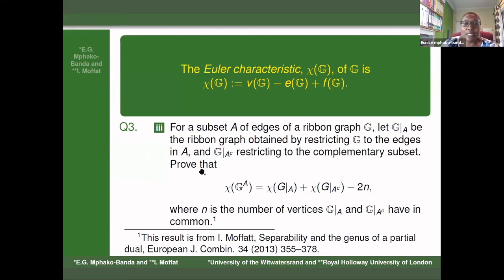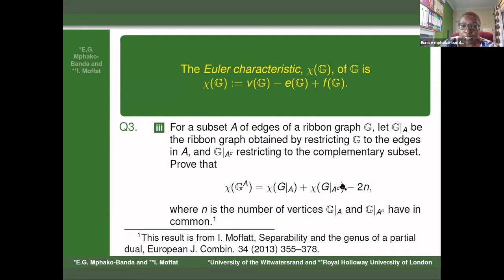Once we have this, the question is, can you prove that the Euler characteristic of the partial dual of G with respect to A is equal to the Euler characteristic of G restricted to A plus the Euler characteristic of G restricted to the complement of A minus 2n?